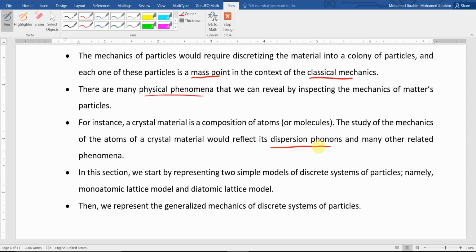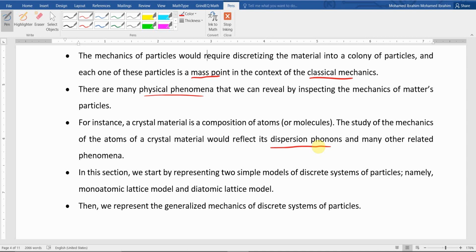But anyway, in general, there are so many physical phenomena that we can derive by investigating the motion of the particle inside the material. You would sense the importance of the study of the mechanics of particle from the mechanical point of view for mechanical engineering, because we are interested in seeing how the material entirely is moving.